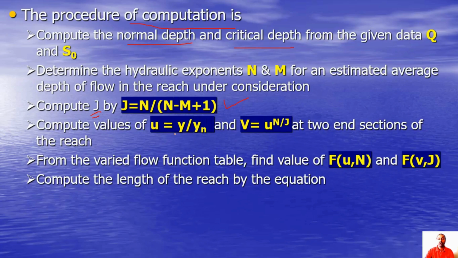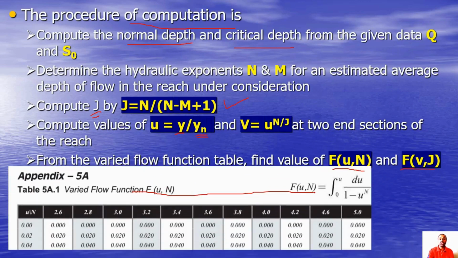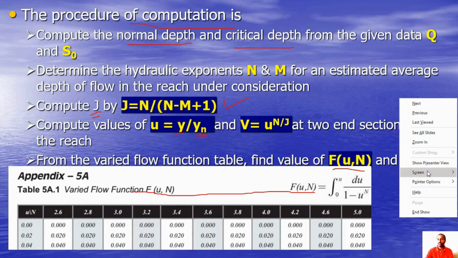So once you have y, the depth of the flow, and the normal depth of the flow, then you will substitute. Then from the varied flow function table, you get f of un and f of vj. Then you will compute the length of the reach by the general equation. Then you have this f of un and vj. You can see this one. This is important.